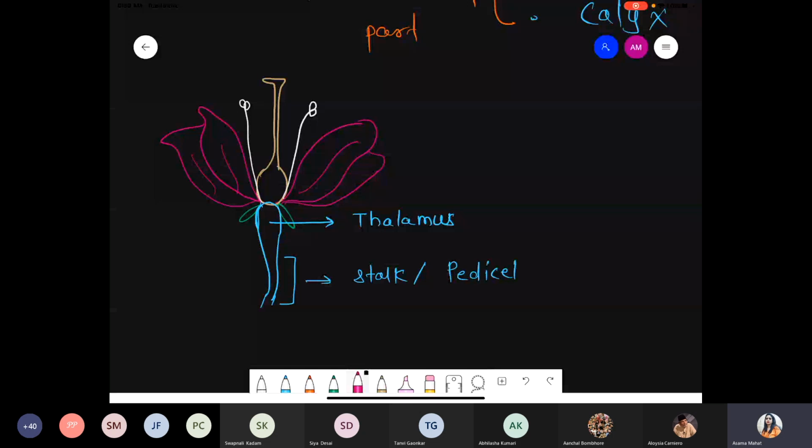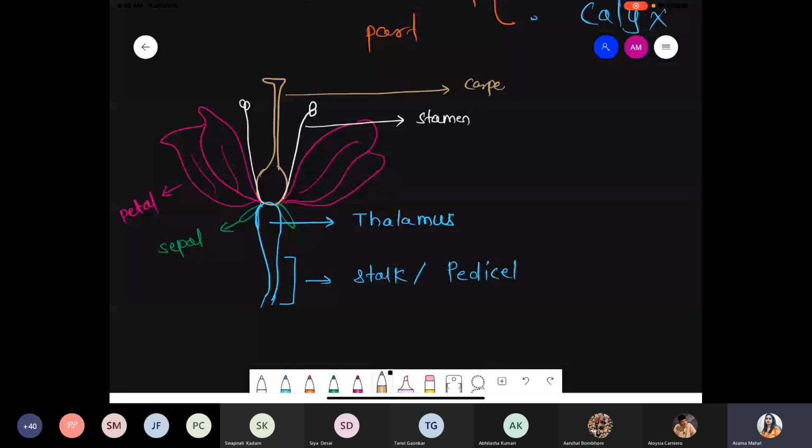Now quickly we are talking about the next parts. The green colored part is called the sepal. The very attractive pink color, these are the petals. Now the white colored part is the male reproductive part, that is the androecium, simply called the stamen. And finally, at the center there is the female reproductive part, that is the carpel. So the carpel is our female part.